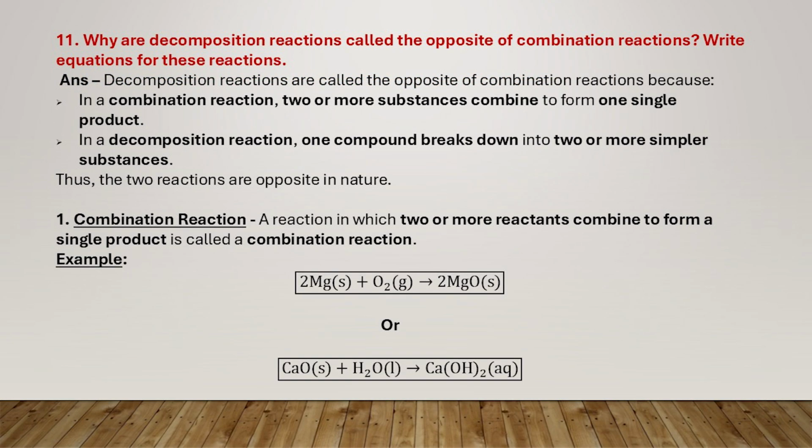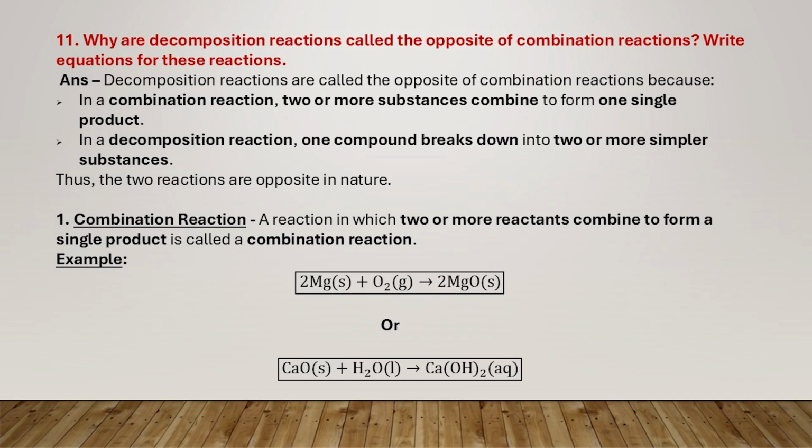11. Why are decomposition reactions called the opposite of combination reactions? Write equations for these reactions. Answer: decomposition reactions are called the opposite of combination reactions because in a combination reaction, two or more substances combine to form one single product. In a decomposition reaction, one compound breaks down into two or more simpler substances. Thus, the two reactions are opposite in nature.